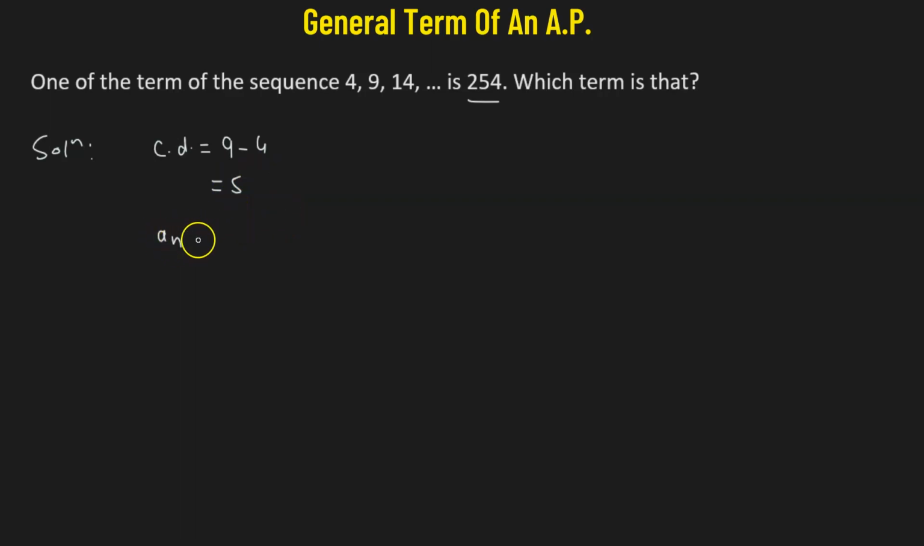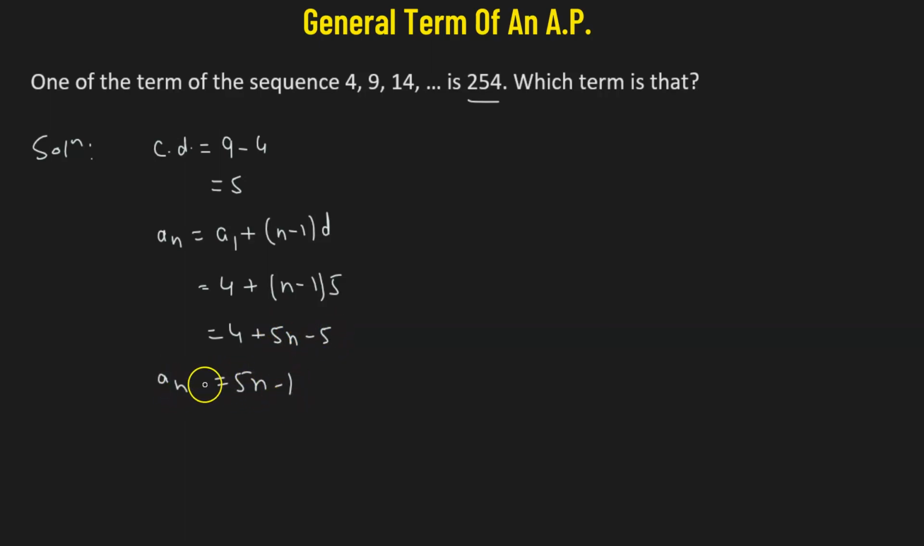That means our nth term will be given by the first term a1 plus n minus 1 times the common difference d. Our first term is 4, so we have 4 plus n minus 1 multiplied by the common difference 5. So we have 4 plus 5n minus 5, so this will be equal to 5n minus 1. So this is the nth term.